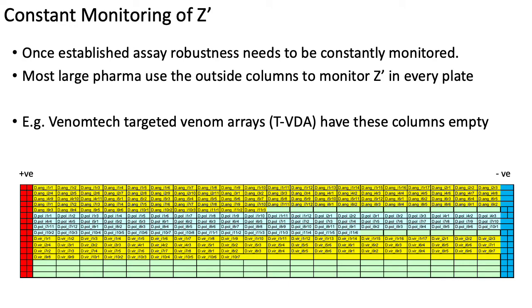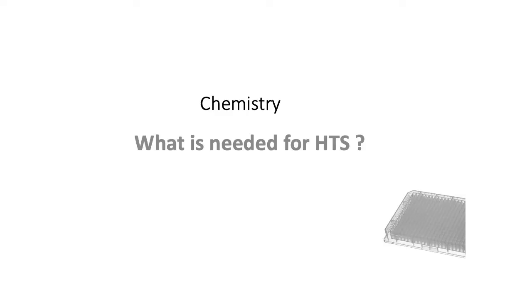We can actually monitor Z prime once you have an established assay robustness, and that needs to be constantly monitored, and this can be incorporated into the screening. So for the first 2 lanes and the last 2 lanes, we can add our positive control here, and here we can add our negative control. In fact, most large pharma use these outside columns to monitor the Z prime in every plate. For example, Venom Tech have a targeted venom array, known as a TVDA, and they keep these columns empty for the customers to use, and then they can add their own negative and positive controls.